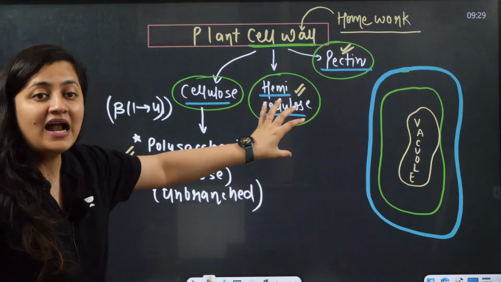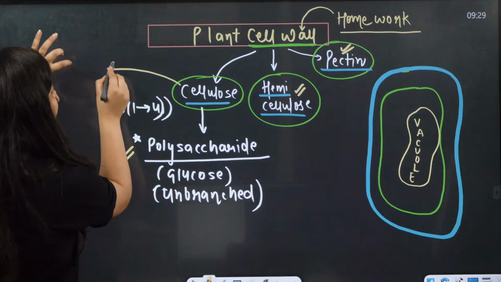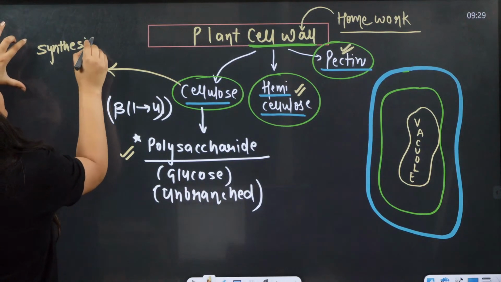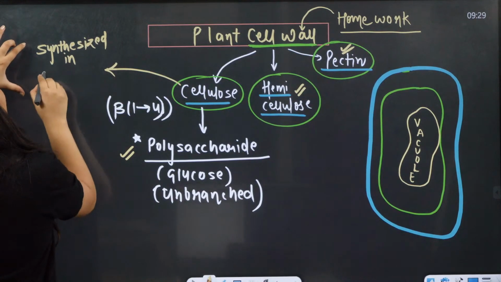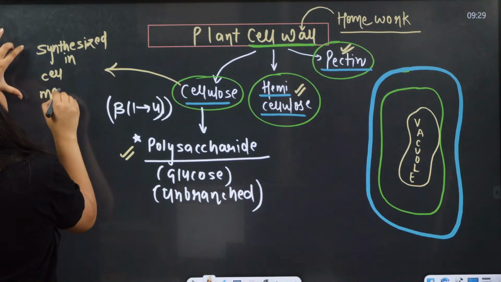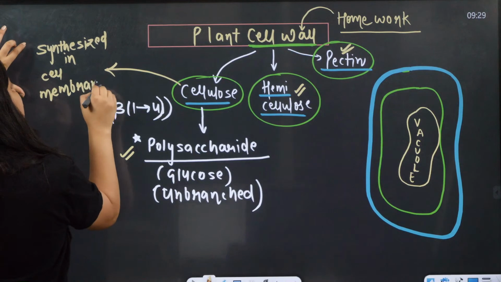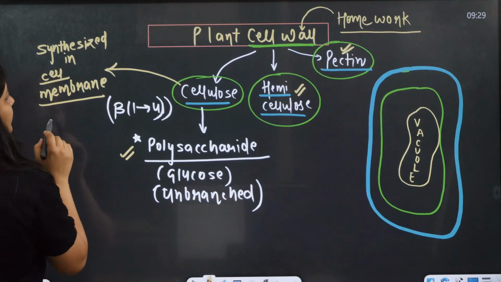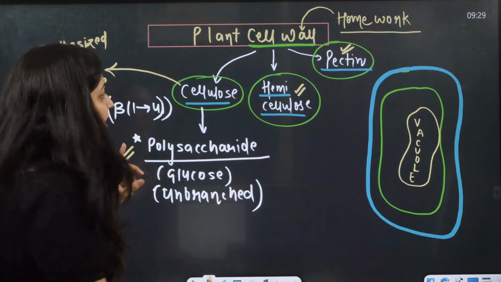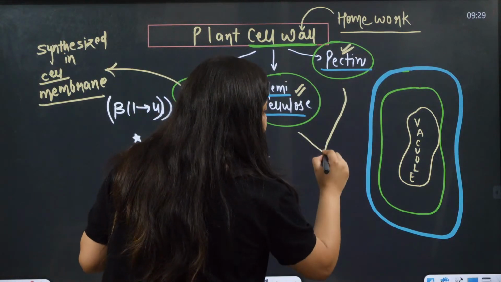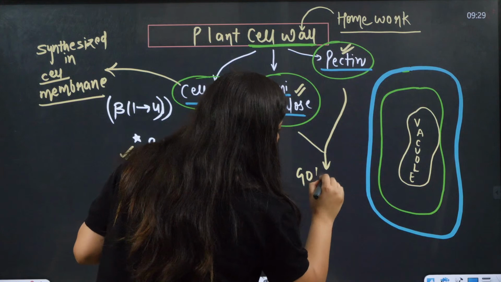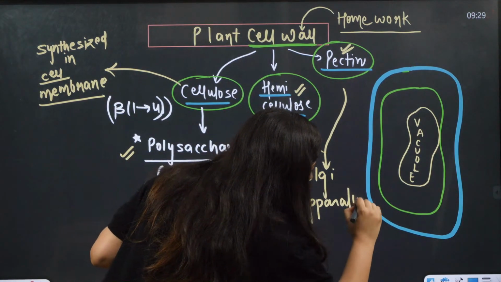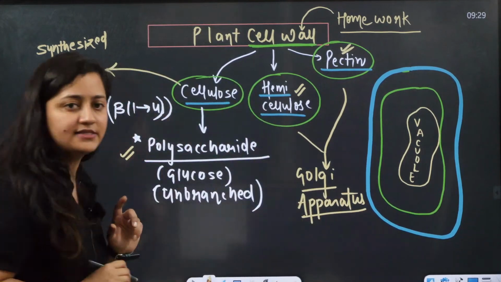When you talk about the plant cell wall, the cellulose will be synthesized in the cell membrane with the help of an enzyme, or you can say it will be synthesized by the cell membrane. But when you talk about hemicellulose and pectin, obviously they will be synthesized in the Golgi apparatus.